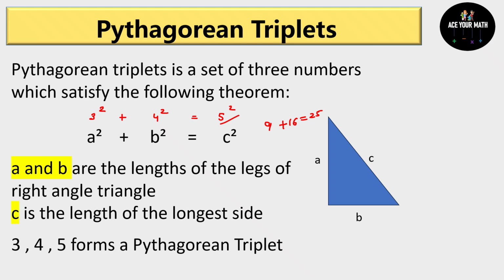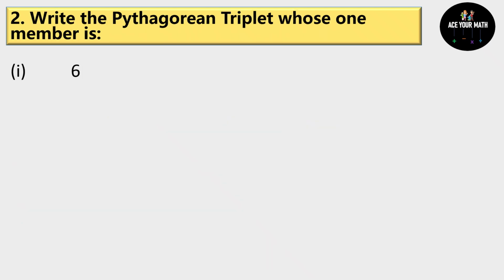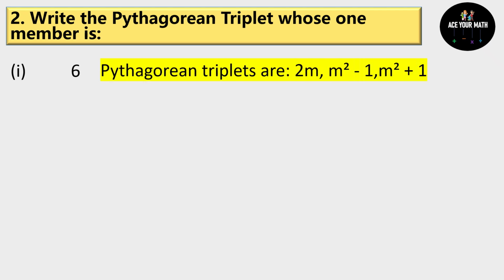Okay, now we will solve a few questions based on this. Now we'll start solving the sum. See, write the Pythagorean triplet whose one member is 6. Okay, so how do you find the other members? See, you can directly use the formula. So it is 2m, m square minus 1, m square plus 1. It means you need to find the value of m first. How can you find the value of m? You need to assume. So let's say you can assume any one.